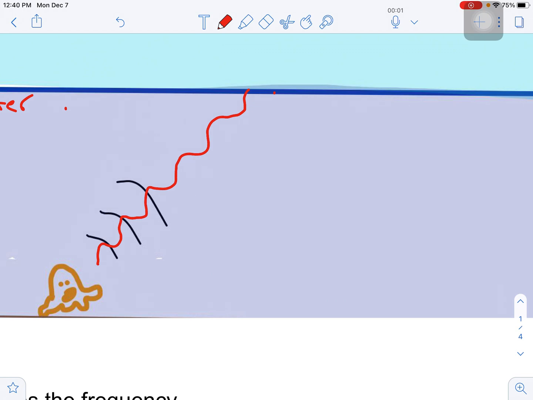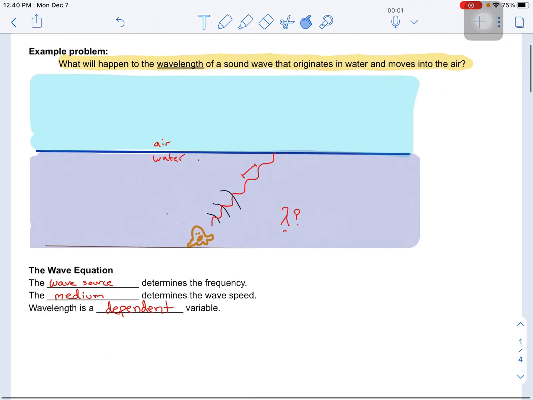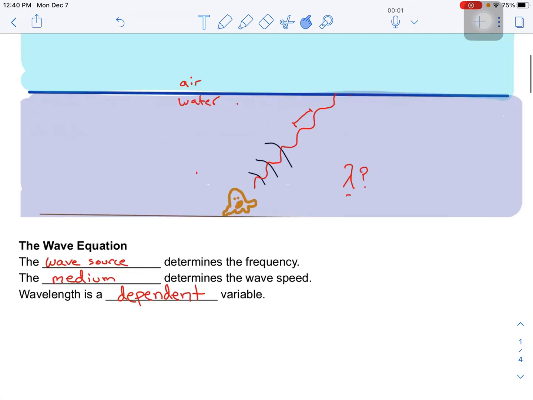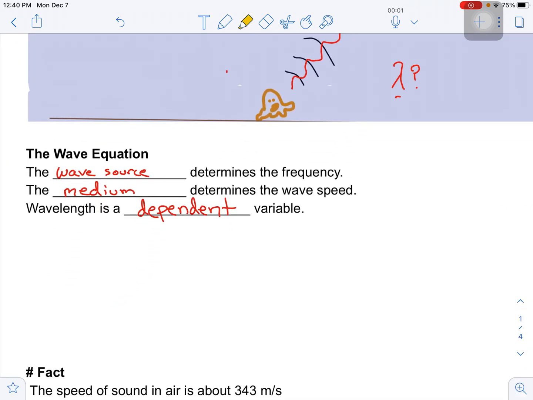And what this question is asking about is what will happen to the wavelength. There's that symbol for wavelength, meaning the distance from crest to crest. So what's going to happen? Let's consider some other variables.